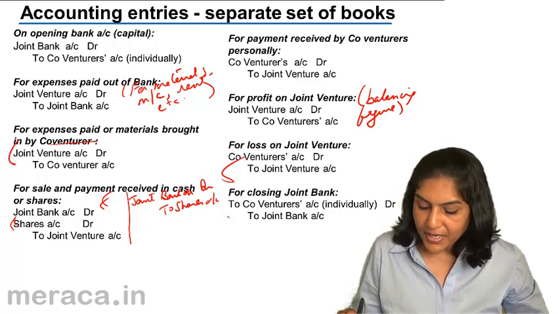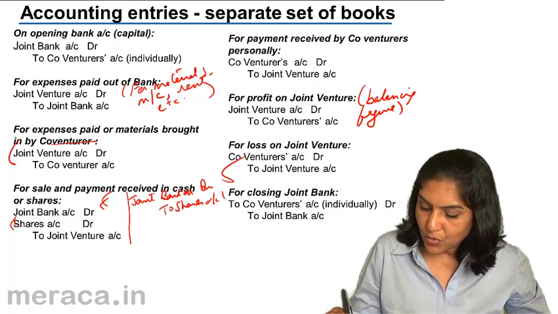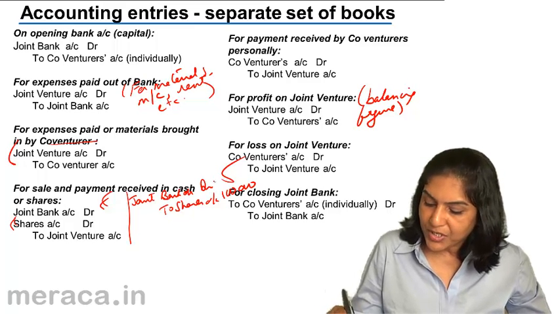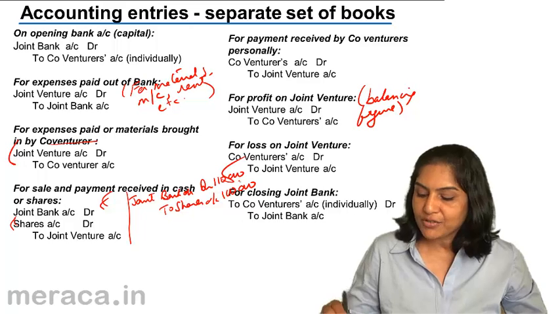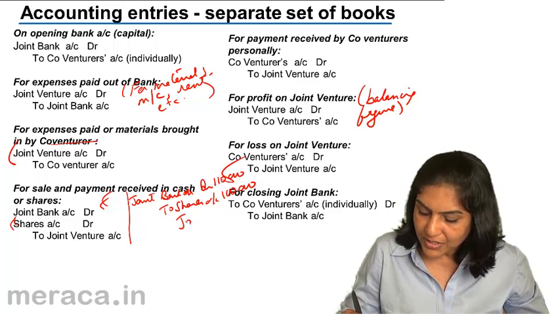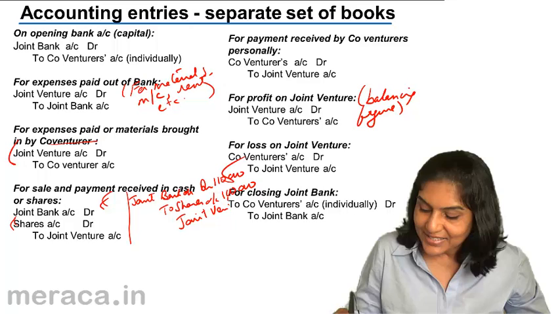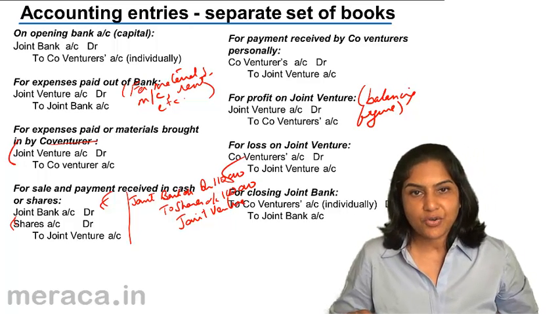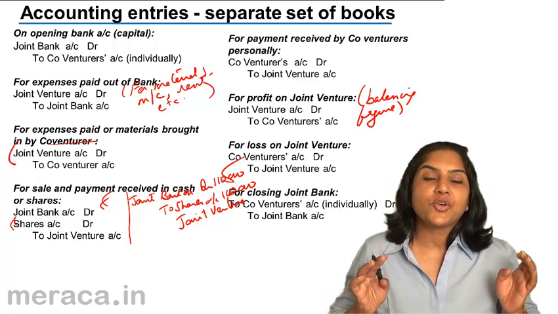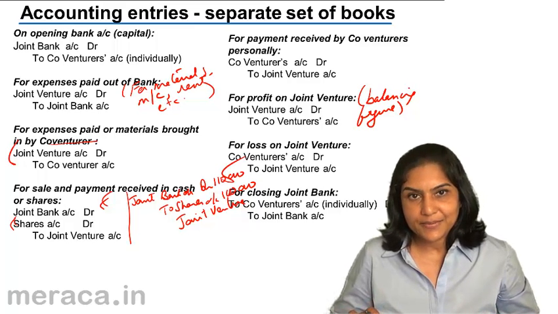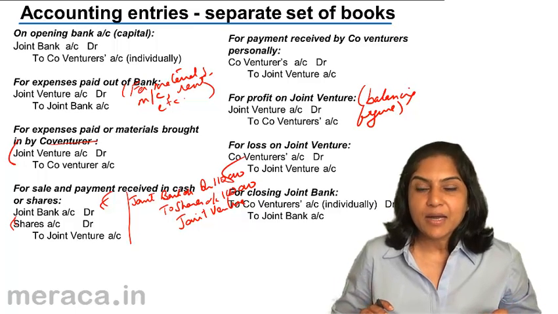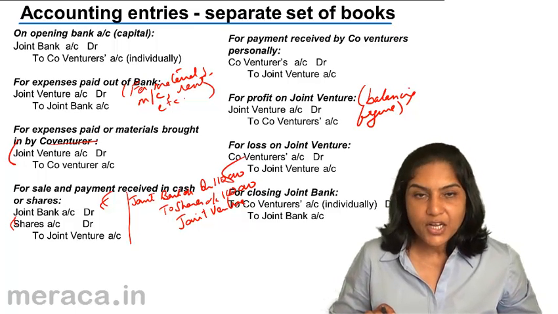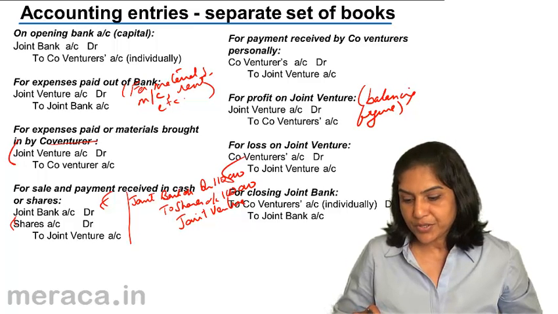For example, if we got shares worth rupees 1 lakh and we sold them for 1,10,000, joint bank account would be debited for 1,10,000. Shares value is 1 lakh. The difference, the profit of 10,000 is credited to joint venture account. If there is a loss, joint venture account would be debited. If any payment, any income is received by the co-venturers personally, co-venture account debit to joint venture.